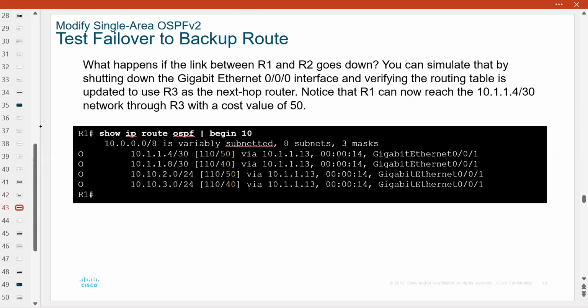Test failover to backup route. What happens if the link R1, R2 goes down? I think this one can be demonstrated when we're actually doing the practical itself. But when one link goes down, what happens? The network tries to reconfigure itself. Convergence again: it recalculates all the links, all the costs are recalculated, and we'll find another route which has a lower cost to use. Basically, that is what happens.